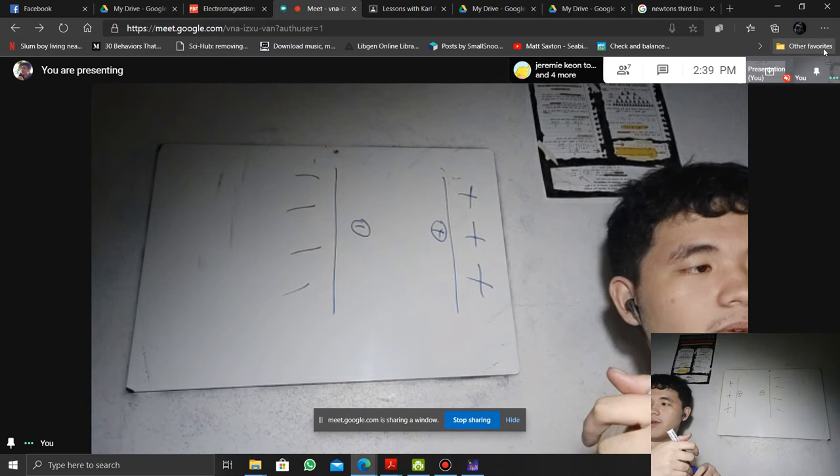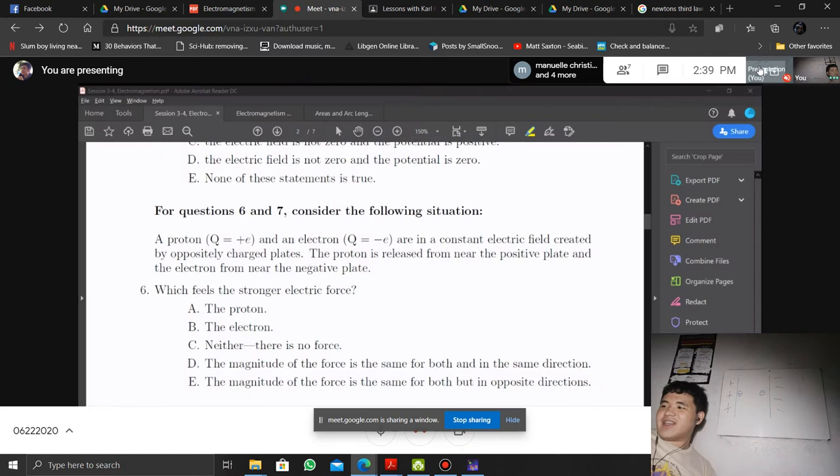Sige, number six, no? Which feels the stronger electric force? Take note na they interact with each other, no? Okay, yun lang. And pareho sila equal. Letter E. Ayan, tama. Letter E. That's correct. Tama yan.